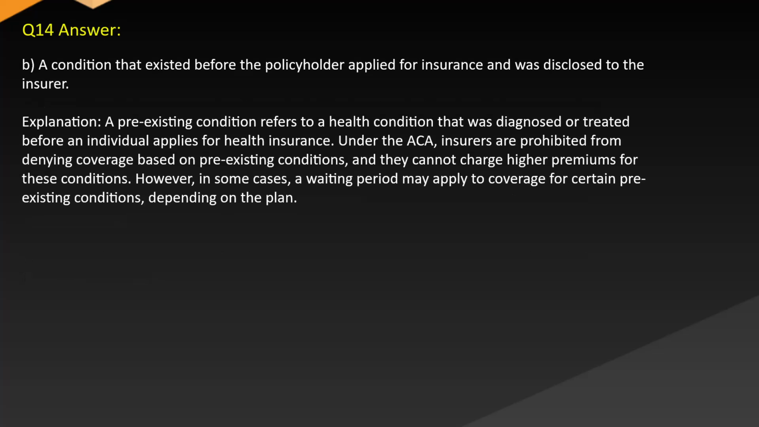Answer: B. A condition that existed before the policyholder applied for insurance and was disclosed to the insurer. Explanation: A pre-existing condition refers to a health condition that was diagnosed or treated before an individual applies for health insurance. Under the ACA, insurers are prohibited from denying coverage based on pre-existing conditions, and they cannot charge higher premiums for these conditions. However, in some cases, a waiting period may apply to coverage for certain pre-existing conditions, depending on the plan.